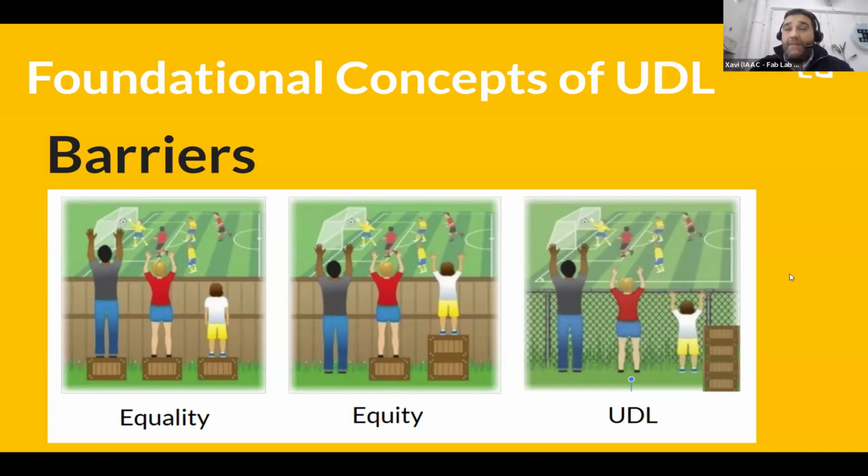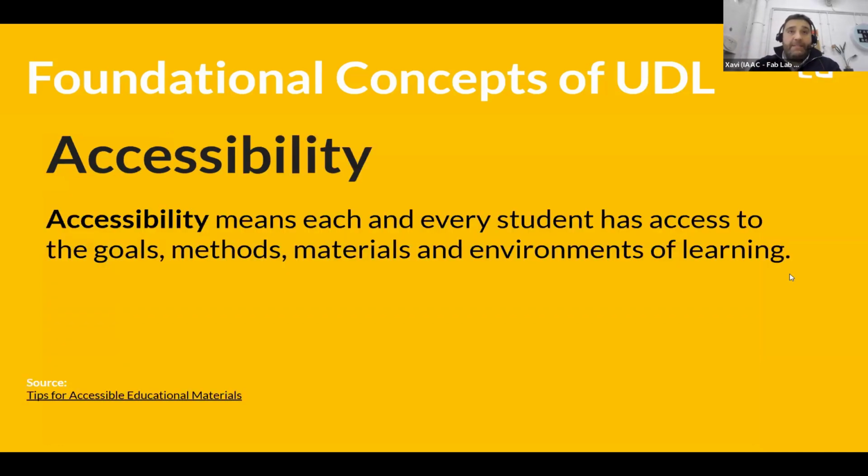But the position of the UDL is, okay, let's understand how this activity is designed, and let's try to change it so everybody can access and can do it. As you can see in this example, the best solution is to change the fence of this picture. So this is the main concept, and this is connected with accessibility. And accessibility here means that each and every student has access to the goals and methods and materials and environments.